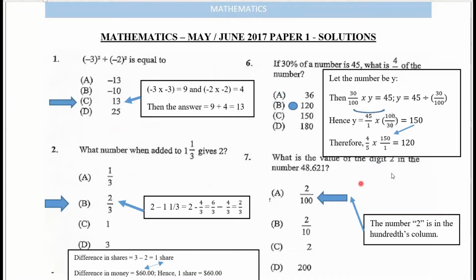Number 7, what's the value of the digit 2 in the number 48.621? Well, the value of digit 2 will be 200. This 2 represents 200s because we all know the columns. You have tens column and then hundreds column. So this will be 2 over 100.